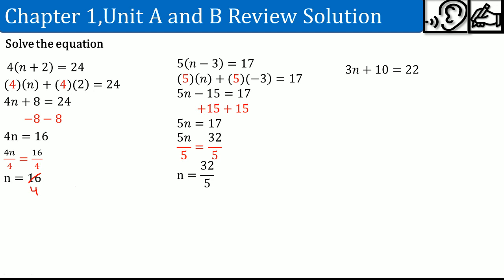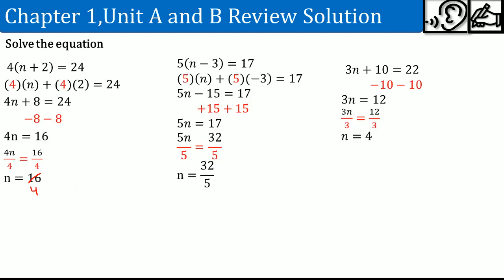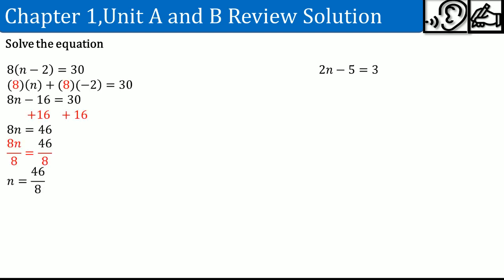Doesn't work. Next one, simple 2-step. Subtract 10 from both sides, then divide by 3. 12 over 3 does become 4. This one, 8 parentheses n minus 2. Distribute the 8. Add the 16 so it can cancel out. Divide by 8 on both sides. You get 46 over 8. Doesn't work. Next one, simple 2-step. Add 5 to both sides, then divide by 2. n equals 4, which works.